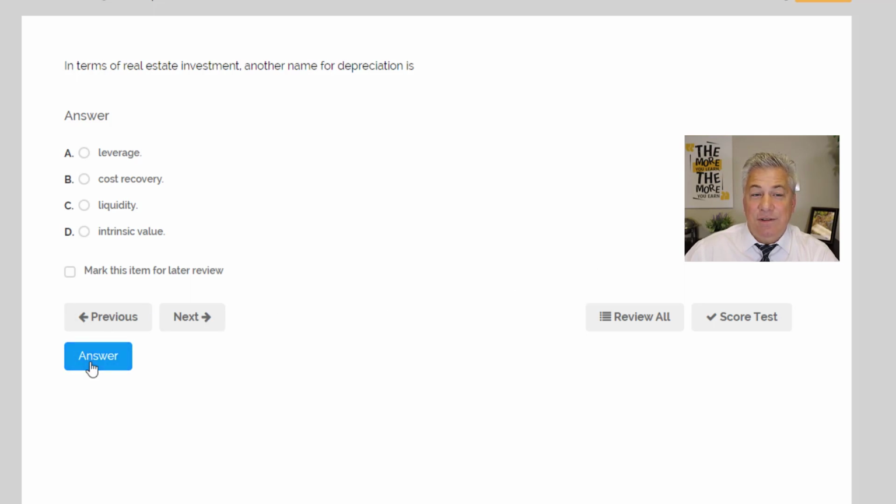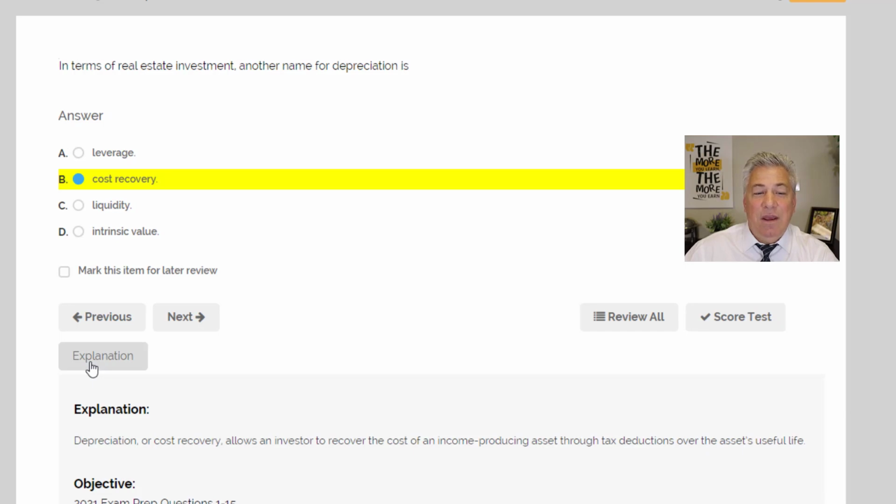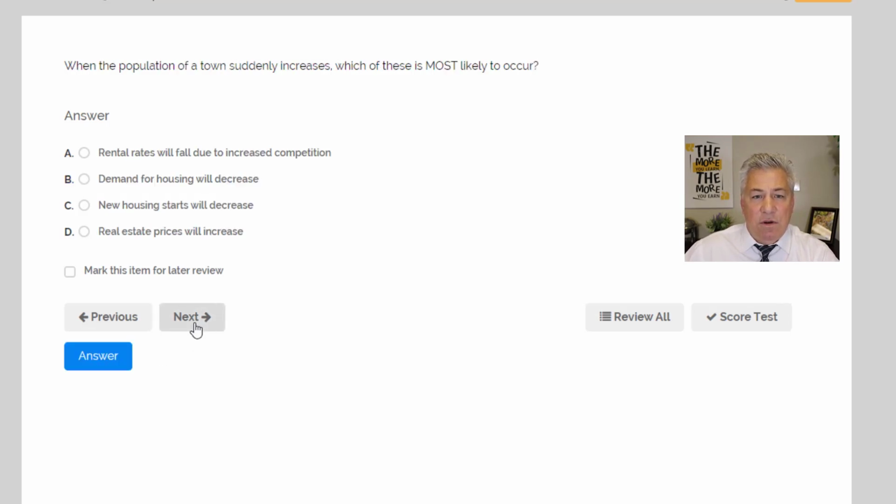And the answer is B, cost recovery. Depreciation, or cost recovery, allows an investor to recover the cost of an income-producing asset through tax deductions over the asset's useful life. Another benefit of owning an investment property is the ability to depreciate on your tax returns. Okay, well, let's go to question number 2.